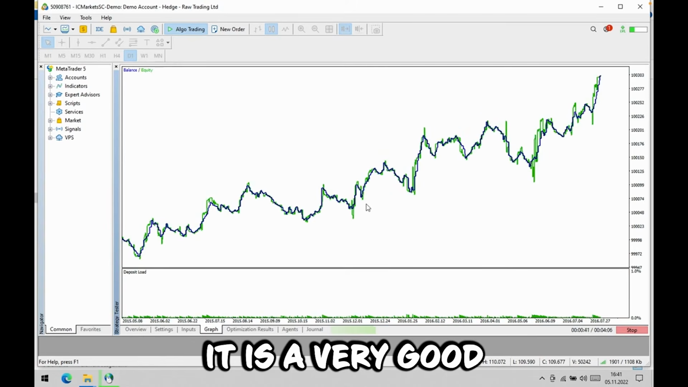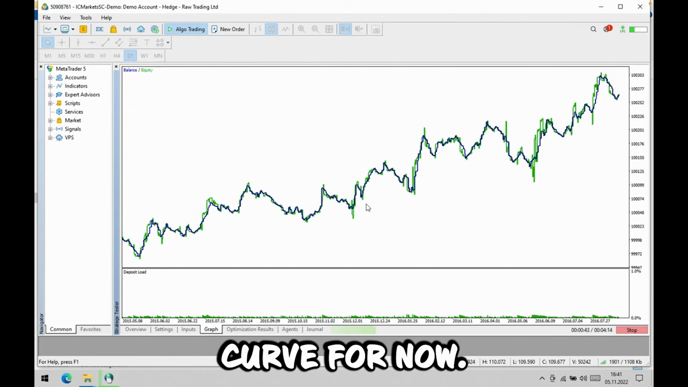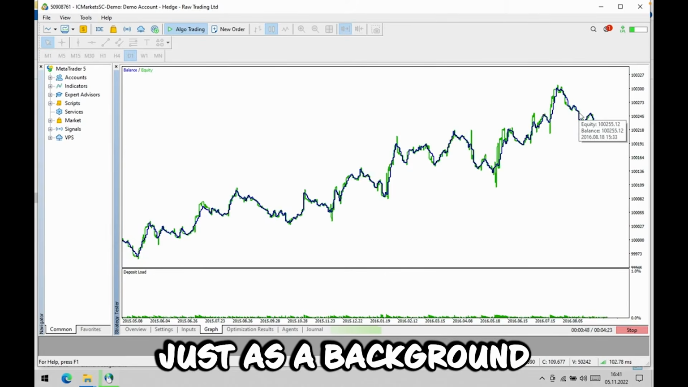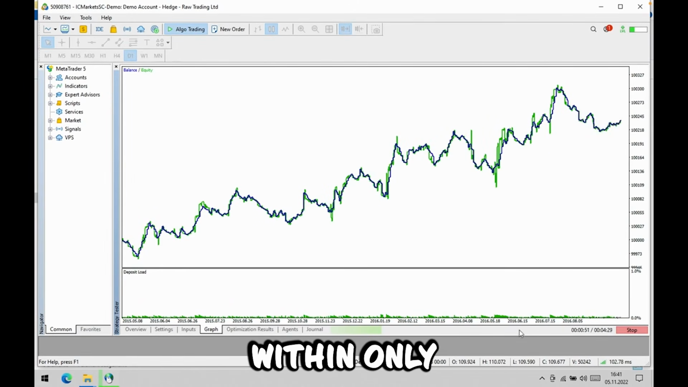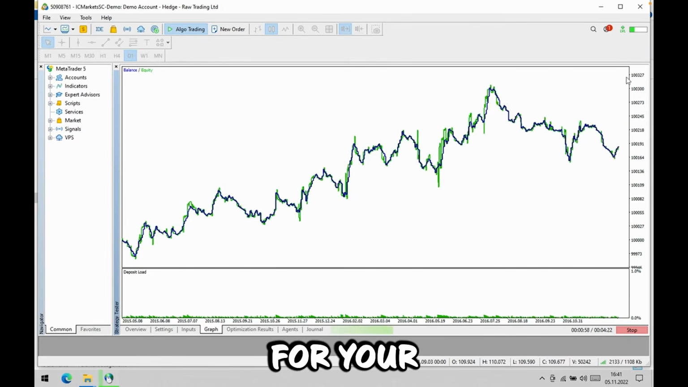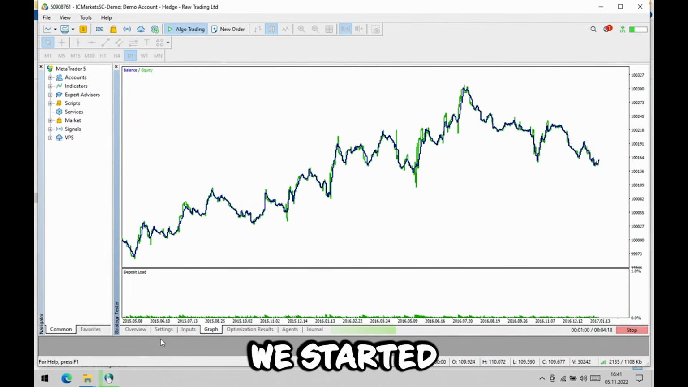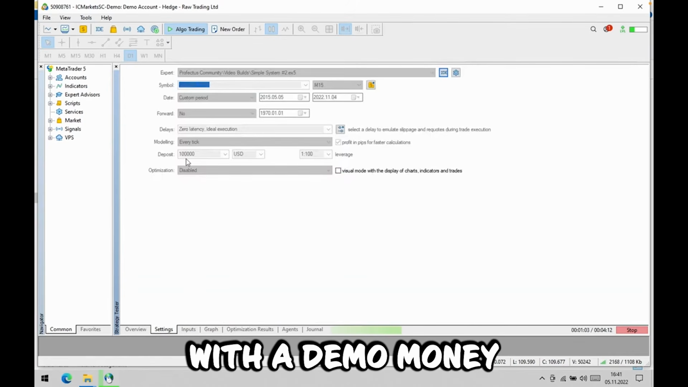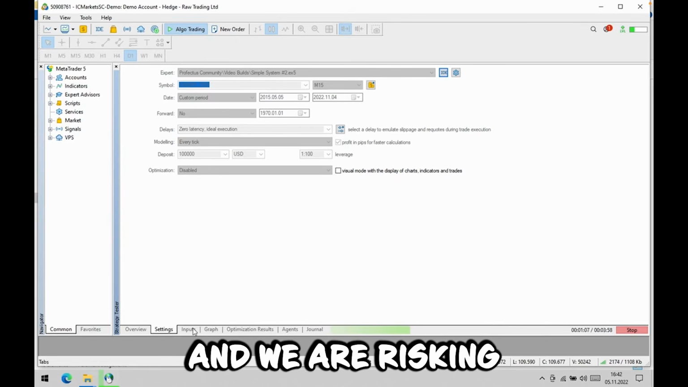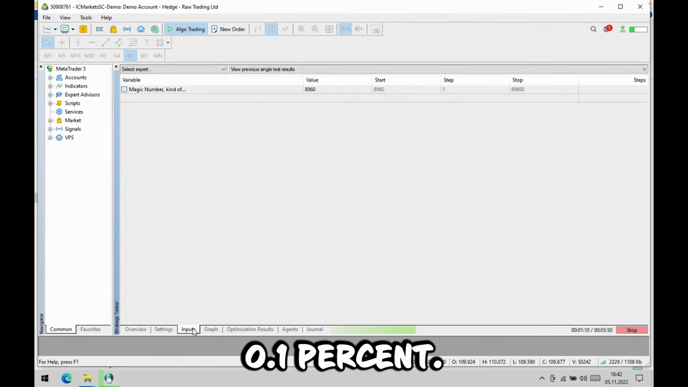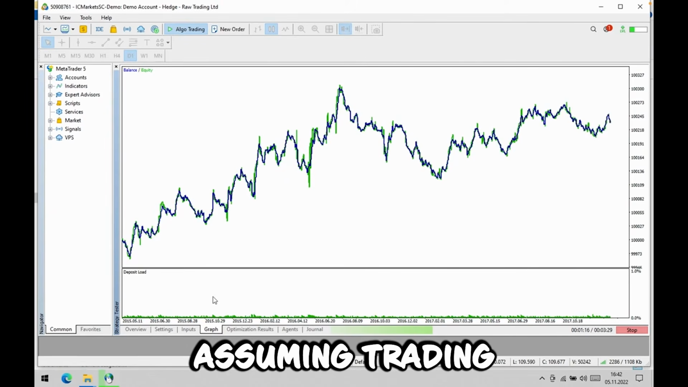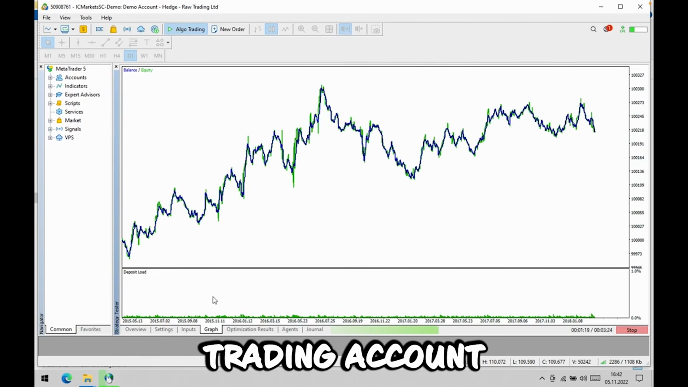It is a very good looking equity curve for now, but as you can also see, first of all, many trades are triggered. Just as background information, many trades are triggered within only roughly 1 year. You have this kind of equity curve. For your background information, we started with a trading account with demo money of 100,000 US dollars, and we are risking 0.1%. So super low risk, but it is good enough since we are assuming trading a 100k trading account.